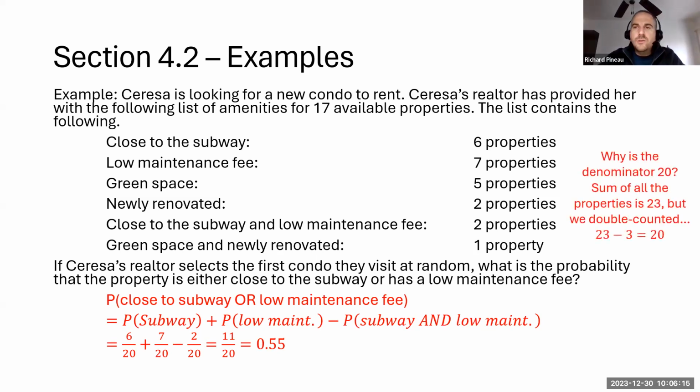Now, one of the things you're going to notice here is, why am I giving a denominator of 20, when it said that there are 17 available properties, and if you count the number of properties in the list, you actually get 23. So why is there a discrepancy? First of all, 17 should be 20, so that's my fault for not changing that. That's what I get for not reading this carefully, so there should be 20. And if you look at the list, there are 23. And people say, well, why are there 23? Well, that's because we have 3 properties that got double counted. And that's the ones that are listed twice: close to the subway and low maintenance fee, and green space and newly renovated. So you have to remove those. They've already been counted. So that's why we're looking here at only 20.